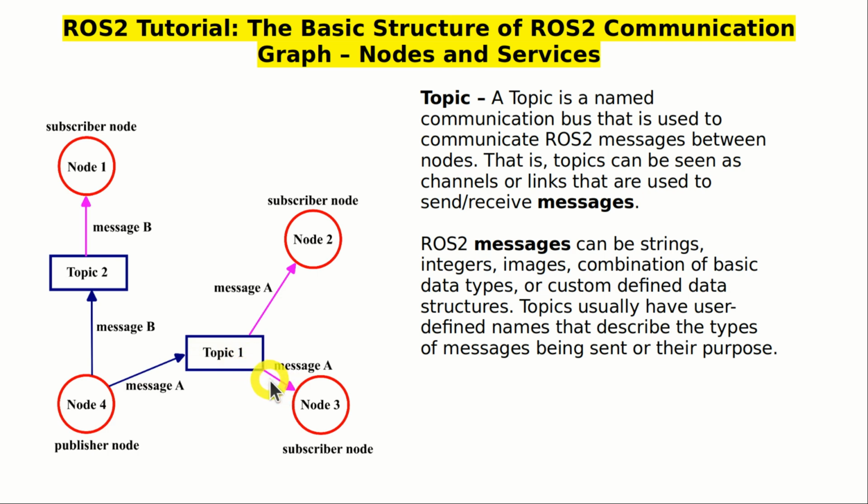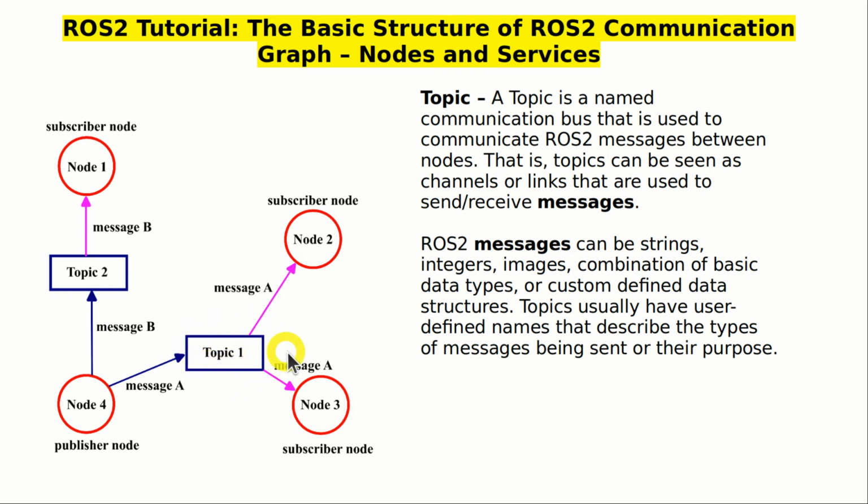On the other side of communication channels, this message A is distributed and sent to 2 nodes, to node 3 and node 2. In ROS terminology, we can say that node 3 and node 2 are subscribing to the topic 1. Subscription means that node 3 and node 2 are subscribing to the topic 1 and they expect to receive messages from topic 1. Note over here that message A is distributed to node 3 and node 2. This is because both of these nodes are subscribed to the topic 1.